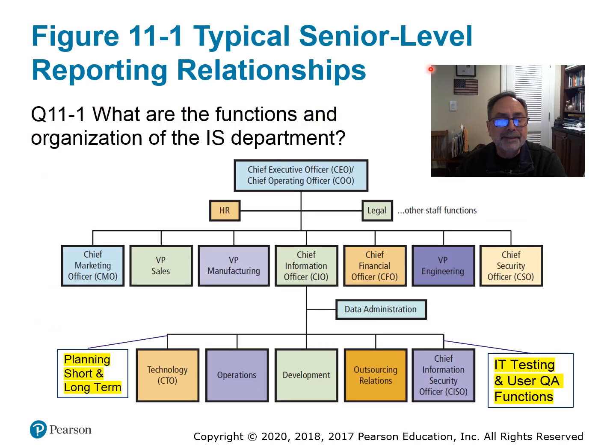This is a fairly common organizational structure for IT. So the Chief Information Officer works for either the Chief Operating Officer or the Chief Executive Officer. Depending on the size of the company, the needs and the function, what the CEO's role is like, what the COO's role is like, it'll vary. There's sometimes a Chief Security Officer here.